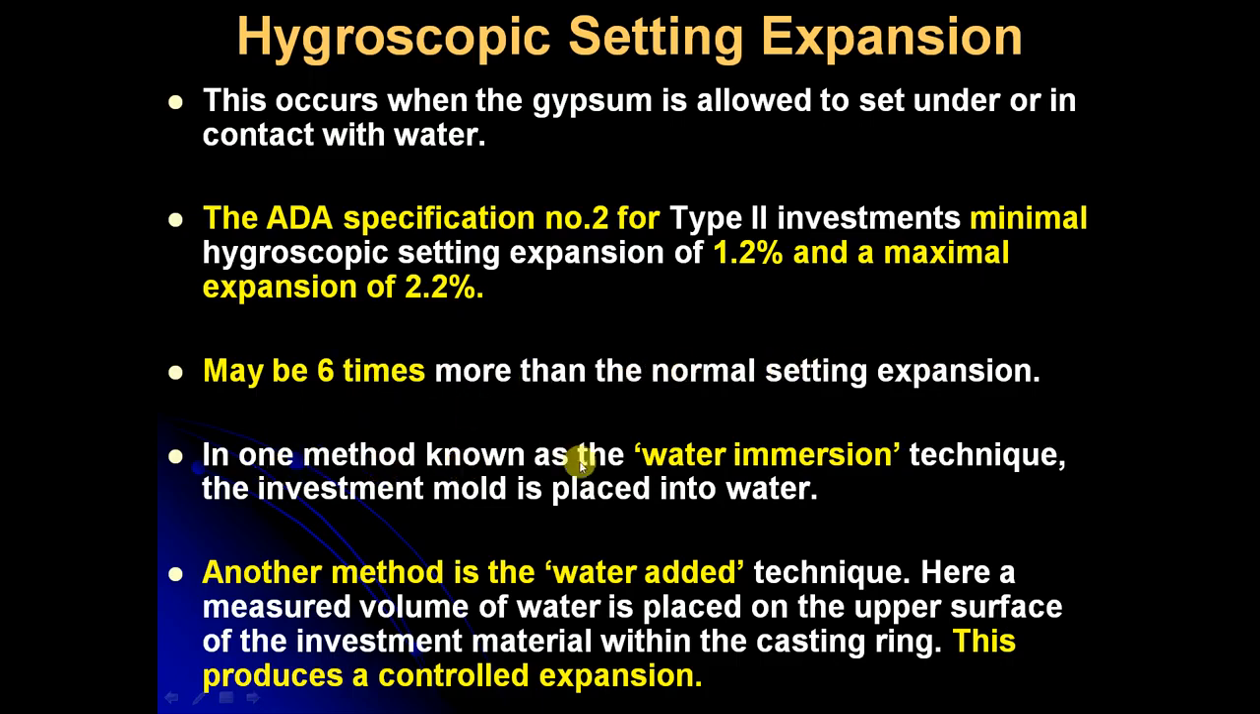In one method, known as the water immersion technique, the investment mold is placed into water. Another method is the water added technique. Here, a measured volume of water is placed on the upper surface of the investment material within the casting ring. This produces a controlled expansion. See, this slide is very important, and these points are also very important.